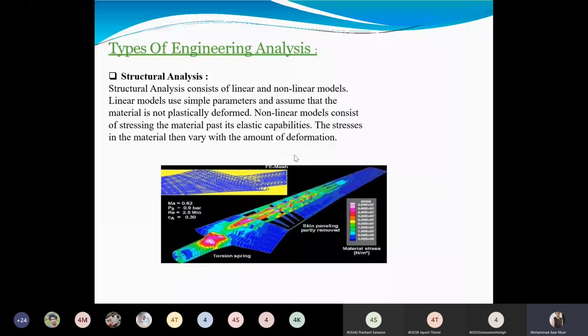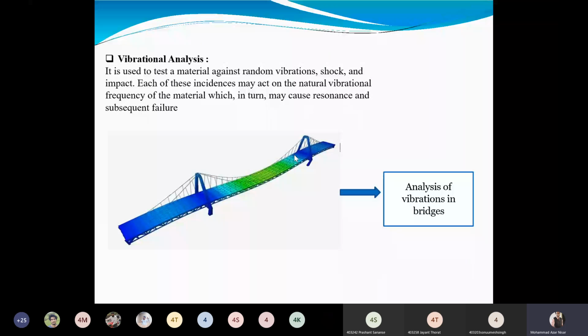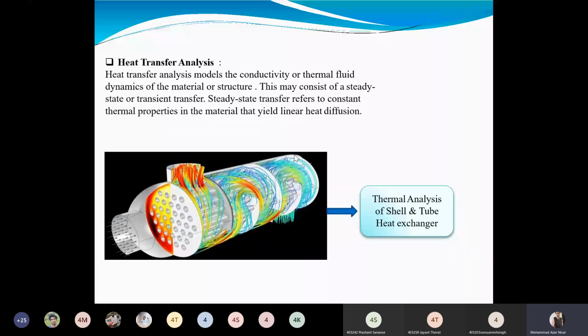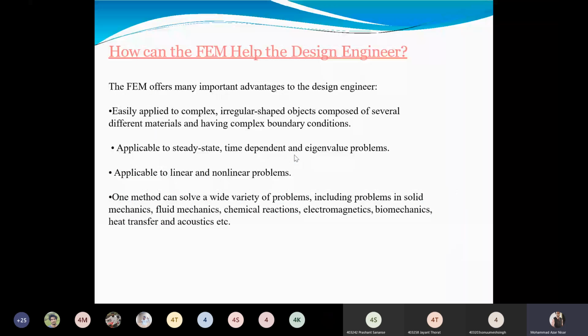This is an example of a bridge. Then a fatigue analysis, with continuous load acting on a bridge. Then heat transfer analysis. A simple example of thermal analysis is a shell and tube heat exchanger. Then dynamic analysis and static analysis are also there, in thermal analysis, in structural analysis, as well as in fatigue and vibration analysis.